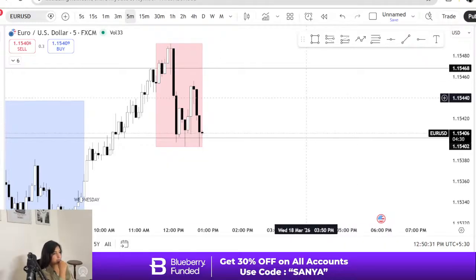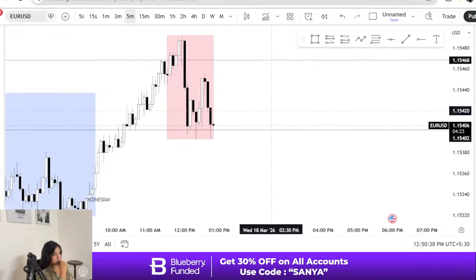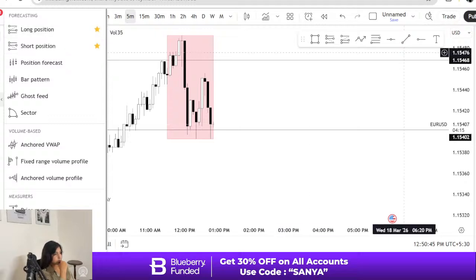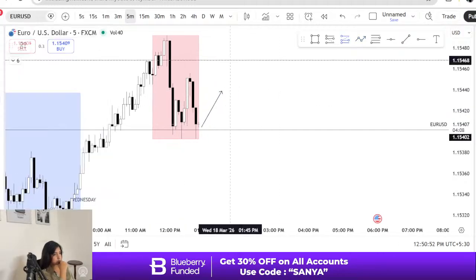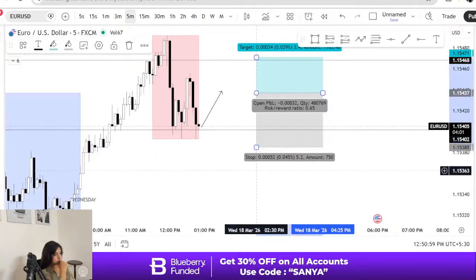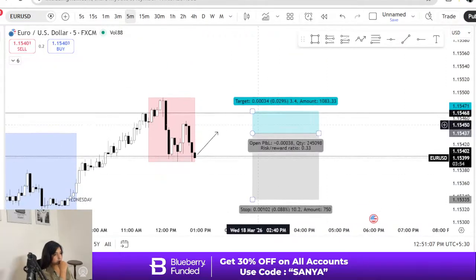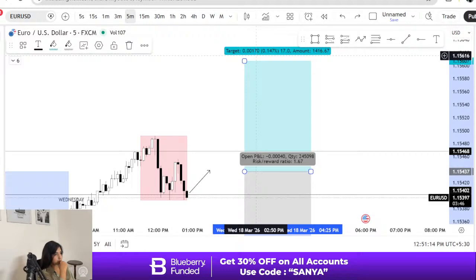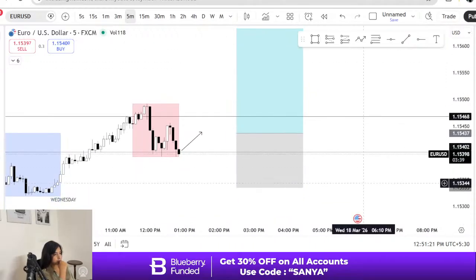See, if the market comes back to this zone, I will see if I can go in the buy position. So if the price comes back to this range, I'll look for the buys. Like that. Let's see.